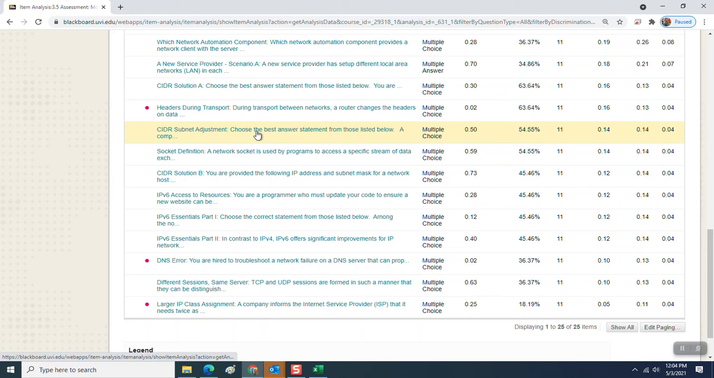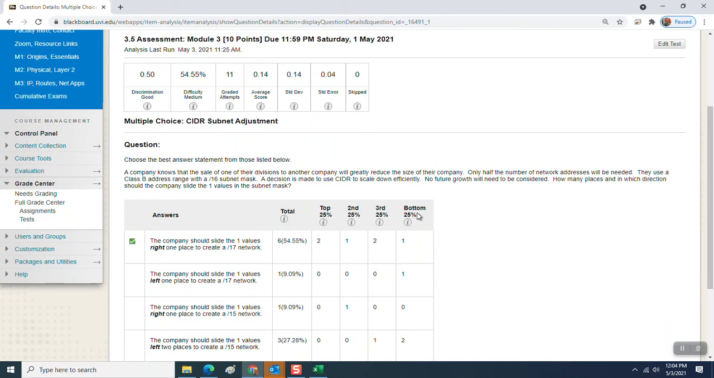CIDR subnet adjustment. This is another one we need to look at. A company knows that the sale of one of their divisions to another company will greatly reduce the size of their company. Only half the number of network addresses will be needed. They use a Class B address range with a /16 subnet mask. A decision is made to use CIDR to scale down efficiently. No future growth will need to be considered. How many places and in which direction should the company slide the values in the subnet mask?